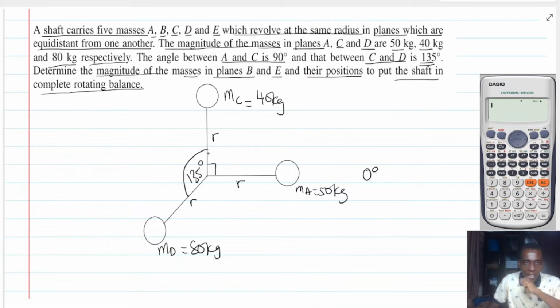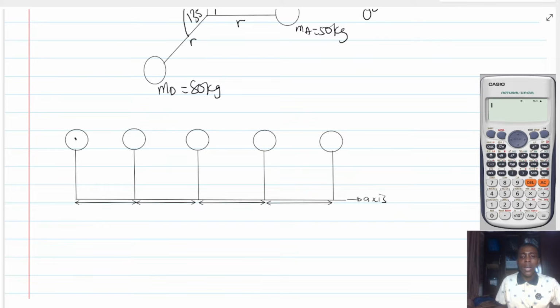But we need another information from the problem to be able to solve this problem. And that information will come from the axial distances along the shaft. All right, so can you also pause the video again and look at the axial distances along the shaft?